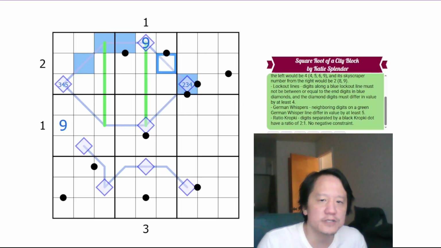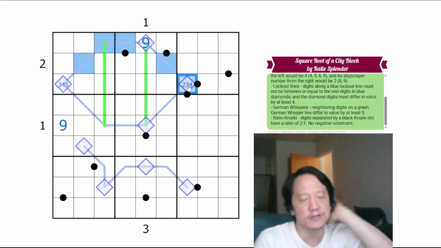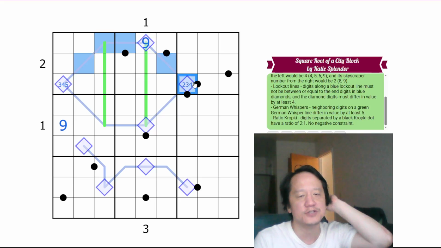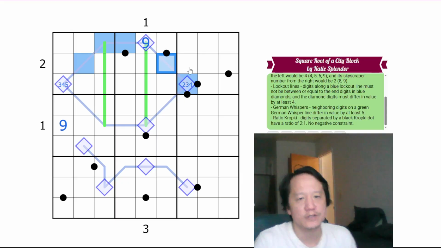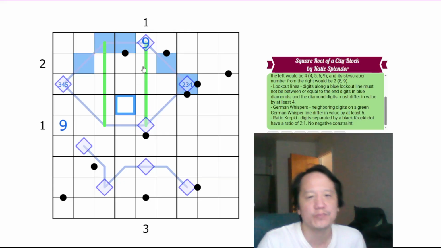So this also has to be a low digit because it has to be on the lockout line between the 9 and this digit here. So that means it can't be between the 9 and this digit. So it has to be lower than the 2, 3, or 4 here because it can't be greater than the 9. That's another reason why these are all low also.